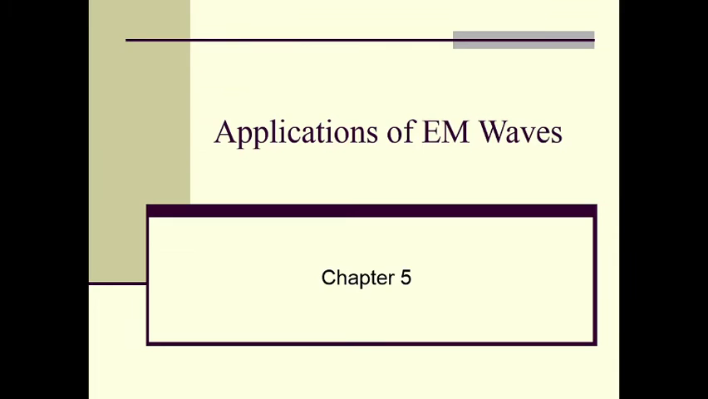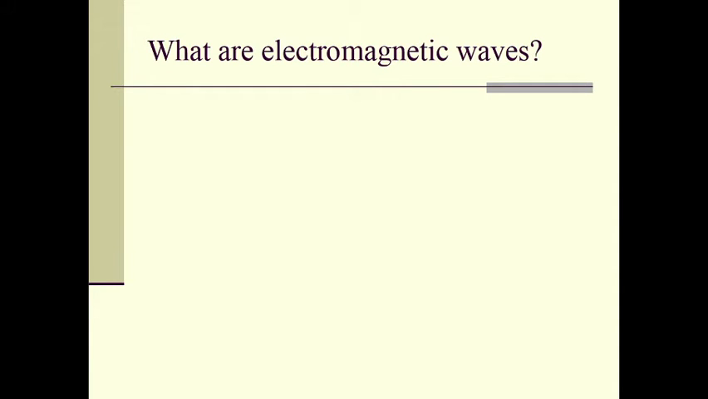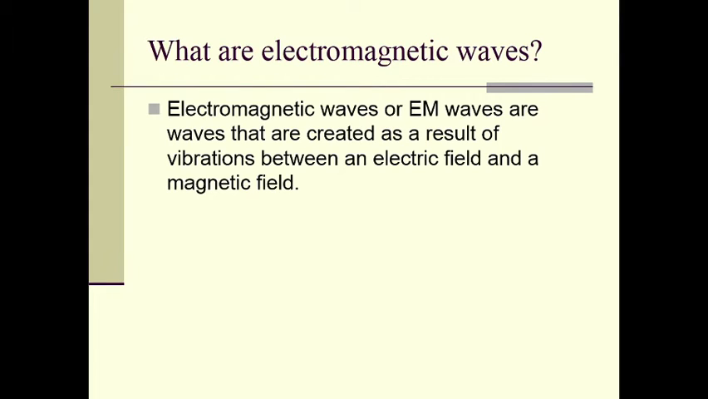So we are studying the 5th chapter, Applications of Electromagnetic Waves. In the previous lectures we have studied different applications of electromagnetic waves like the microwave oven, radar, pyroelectric thermometer, X-ray radiography and CT scans. In today's lecture we are going to study the application of electromagnetic waves as solar cells. So we know what electromagnetic waves are, right?